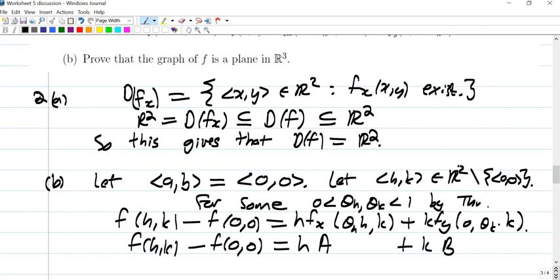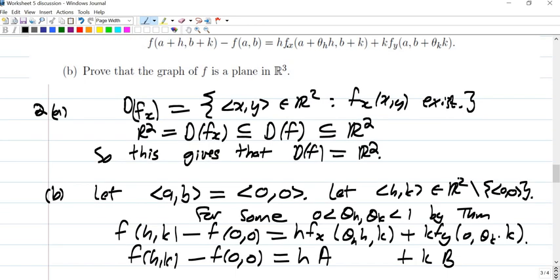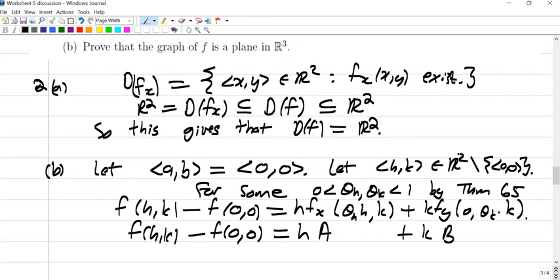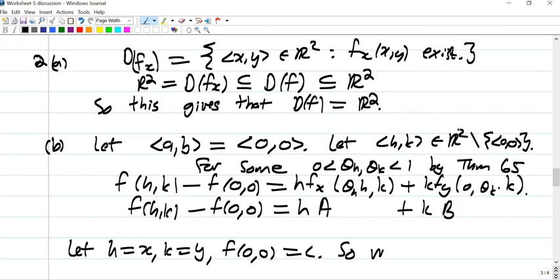By theorem, let's have a quick peek. That is theorem 65. We end up getting this equation. And now we can be smart. We can say the following. Let h be x, let k be y, and let f of (0, 0) equal c. So we obtain the following equation.